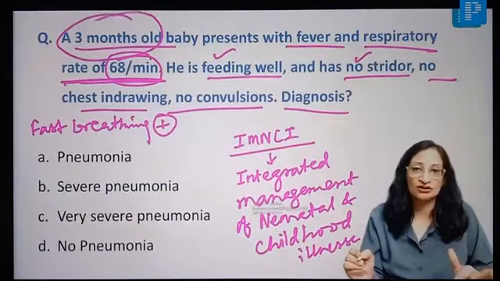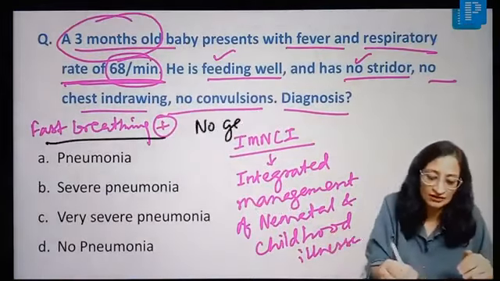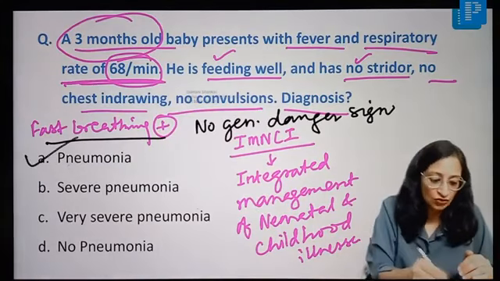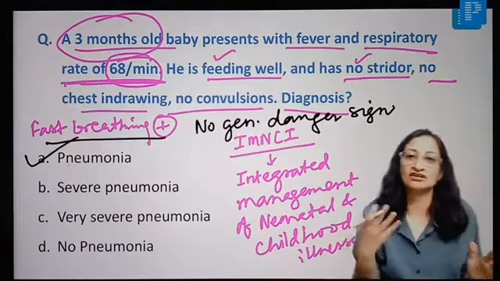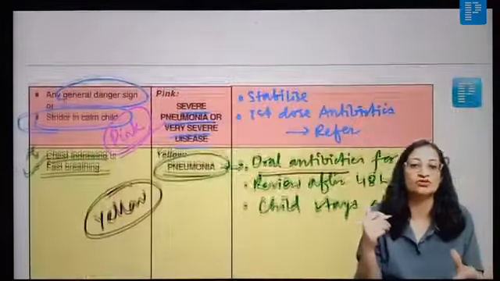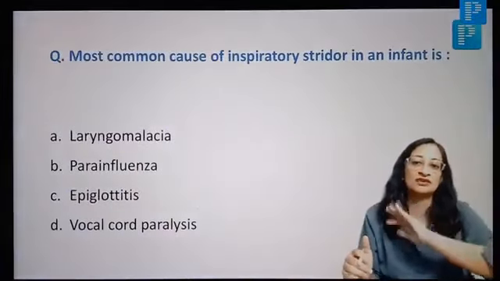Now coming back to our question. Here fast breathing is there, no chest indrawing, and no general danger sign. So the child is classified into what category? Pneumonia. And you will give oral antibiotics and the child will be sent home, right? So that is how you approach these kinds of questions. You can be asked about the category, the management, when you call it fast breathing, or about color coding. What does pink, yellow, or green mean in IMNCI?